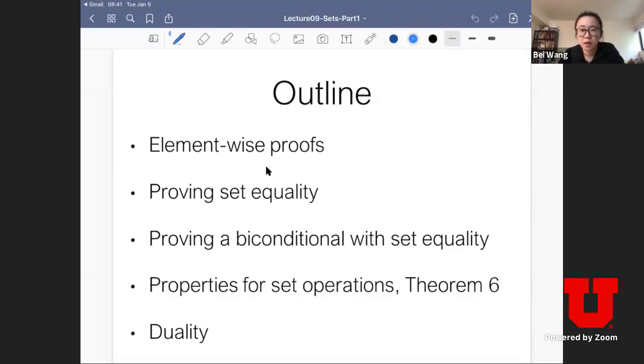And you'll notice those operations look very similar to some of those Boolean operations, which is Theorem 2 from Chapter 2. And finally, we're going to talk about duality.